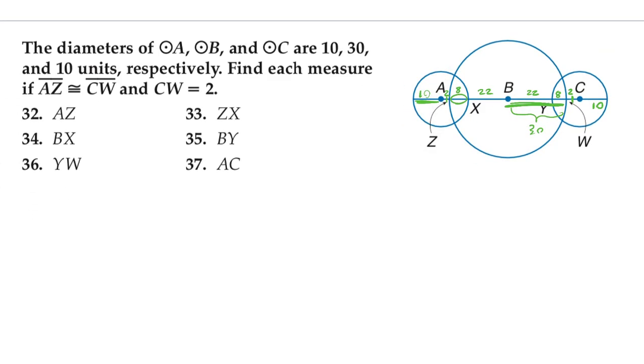And then it just says find all these things. So AZ was 2 because it was the same as this. BX would be 22. YW would be, whoa, we have to find what Y is. So YW is 8. Z to X is 8. B to Y is 22. And A to C. Oh, look at that. I'm getting silly little things. Okay. And then, AC is, whoa, we have to add this. So we have to go 2 plus 8 plus 22 plus 22 plus 8 plus 2. So we get 64, I think.